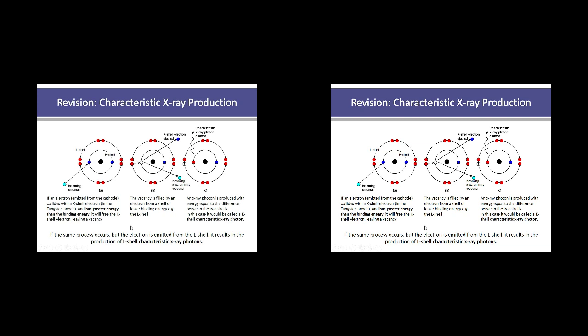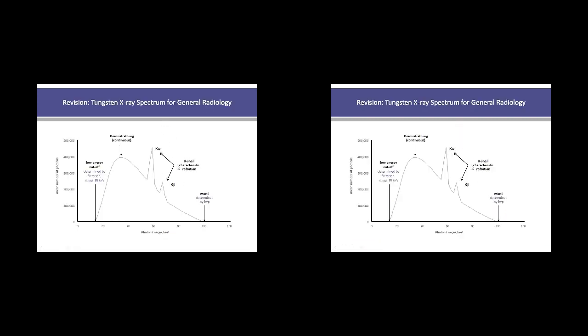So we always show it for the K-shell characteristic radiation, because if it was an L-shell interaction, the characteristic radiation produced would have an energy of about 10 keV, and by the time we've applied so much filtration to the beam, we've just eliminated all of those L-shell characteristic radiations then.